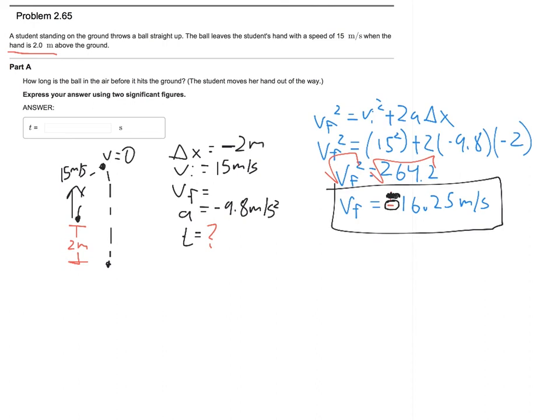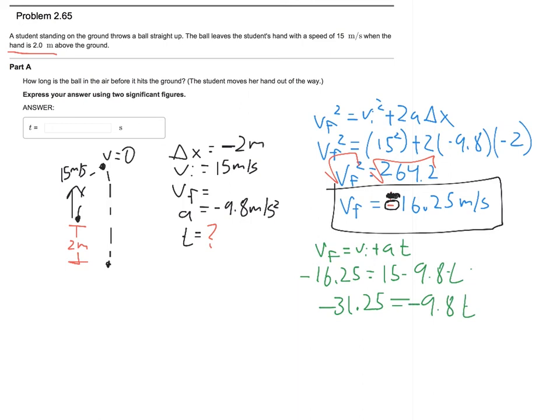Once I have that final velocity, I can go ahead and use that VF equation to solve for my time. So negative 16.25 equals 15 minus 9.8 t. So we have negative 31.25 is equal to negative 9.8 t. And when I solve for time there, I end up getting a time here of 3.19 seconds. It does ask us to round to 2 sig figs, so that becomes 3.2 seconds.